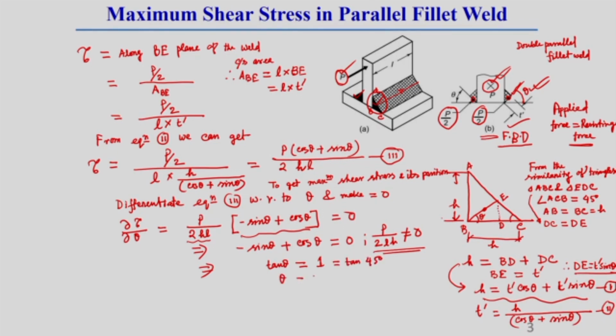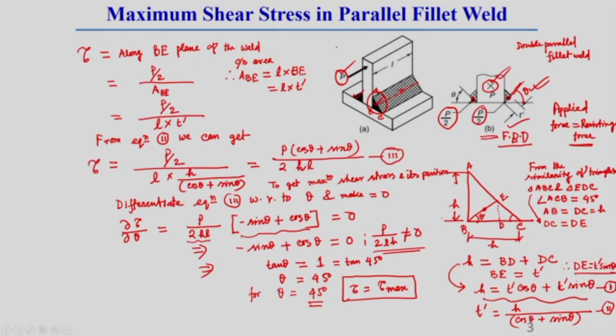Once theta is equal to 45 degree, tau will be maximum. So, for theta equal to 45 degree, tau is equal to tau max, correct. You should keep this in mind. So, we can prove that the maximum shear stress in a parallel fillet weld is acting at an angle theta with the horizontal axis. From this derivation we get this. Now we will find out what the maximum shear stress is.